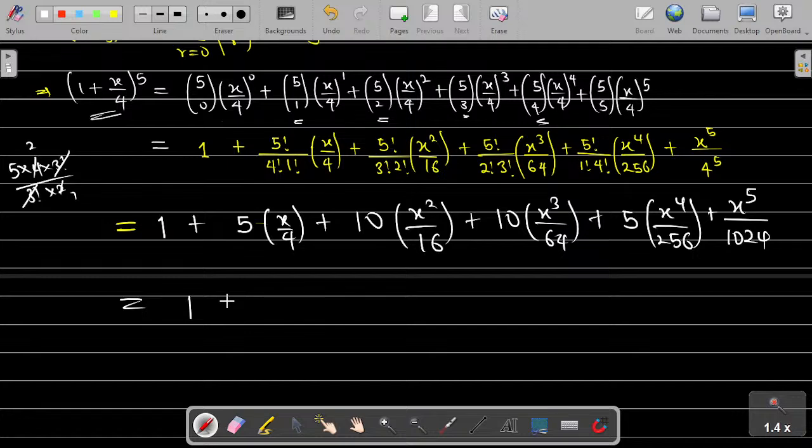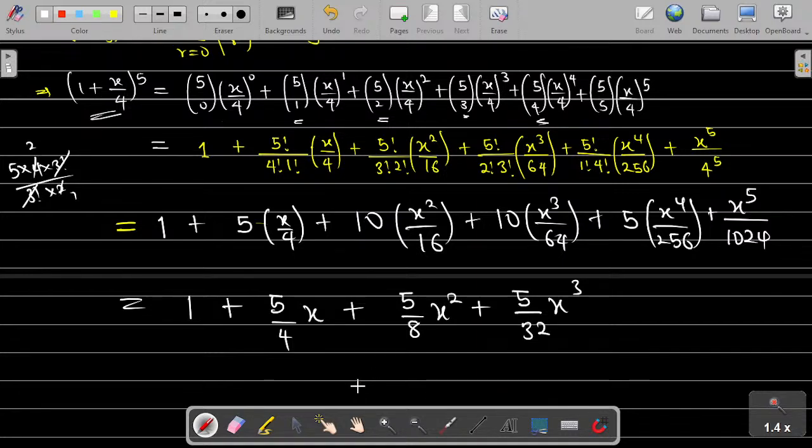So we have 1, and then let's clearly bring out the coefficients. So this will be 4 over 5 x, plus this one will be 10 over 16, which you can write as 5 over 8 x squared. Then this one is 10 over 64, which we can write as 5 over 32 x cubed.